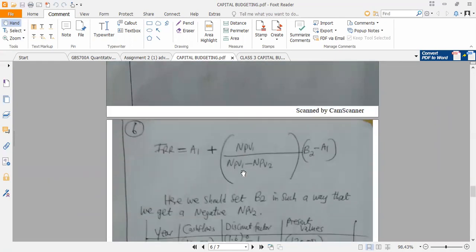So anyway, we get to the last technique now. But before anything else, if there are questions, please ask questions now. Before maybe we proceed to the other technique that is called the internal rate of return. Is there any question so far?